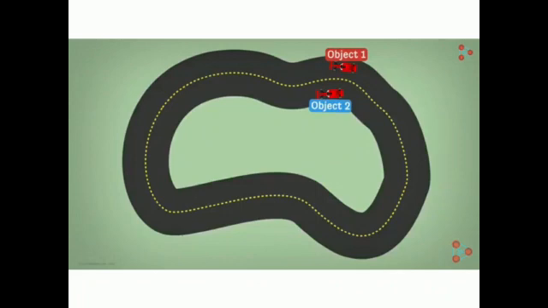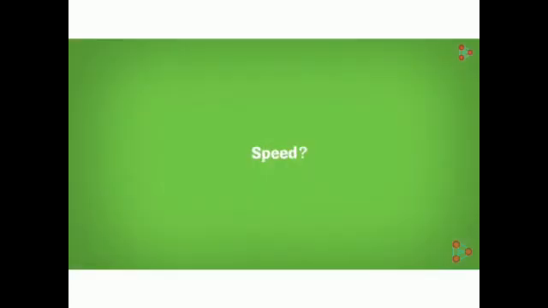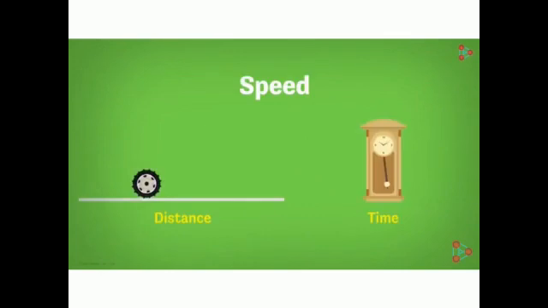Now consider we have two objects, object 1 and object 2, which are racing with each other. As you can see, after a certain time object 1 reaches its destination before object 2. It means that object 1 is moving faster than object 2. Now speed actually shows the motion between two objects in this way. Now we are going to define it.